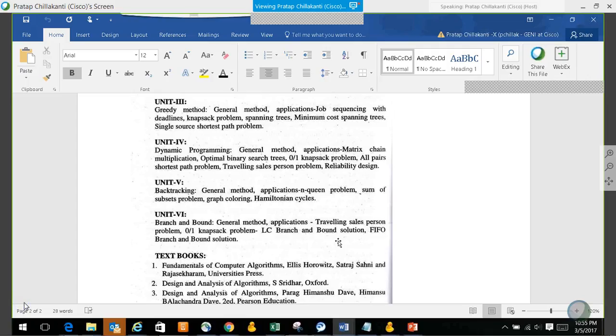What we learned in the previous units, when we come to that, we will see it. We will talk about the traveling salesman problem again, and of course, our famous 0/1 knapsack problem. And then you have low cost and FIFO. We have different types of branch and bound solutions, low cost, FIFO, first in, first out, and things like that. So we'll cover that.